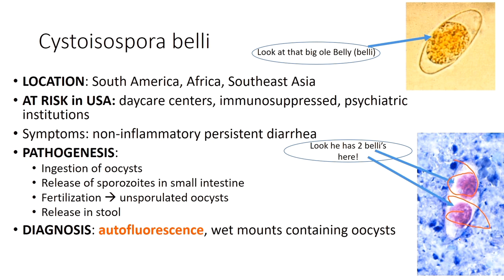And so this is your Cyclospora belli. Ingestion of the oocyst, you form sporozoites in the small intestine, fertilization, and that spits out more unsporulated oocysts, and that's what we look for here. Eventually, they get sporulated, and we've got two of them with this guy, and that's something we can also find in the stool as well.